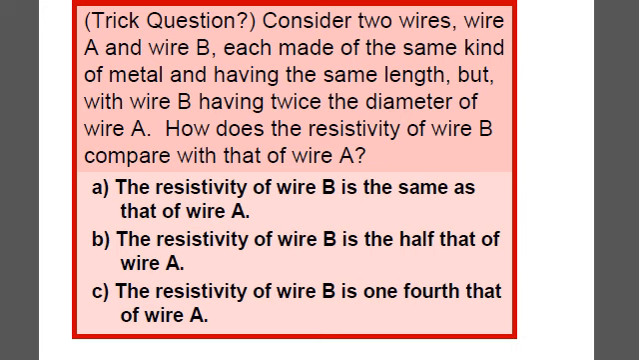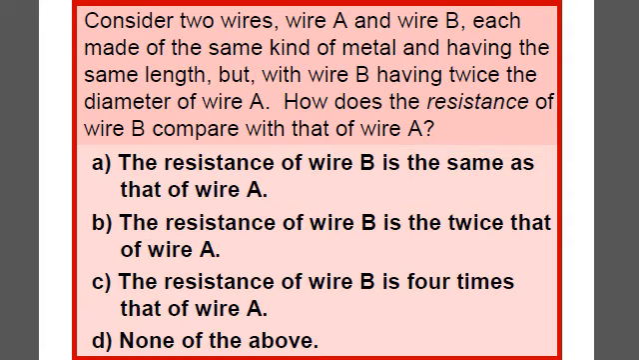Now, we've got 2 wires, both made of the same kind of metal, and they want to know how the resistivities compare. Well, the resistivity is a property of the material. They state that the materials are the same, so the resistivity has to be the same. So the size and shape of the wire doesn't matter, as long as you have a good handle on what we mean by resistivity. No, it's not a trick question. It's obvious that the resistivity of wire B has to be the same as that of A. So that would be answer A for this one.